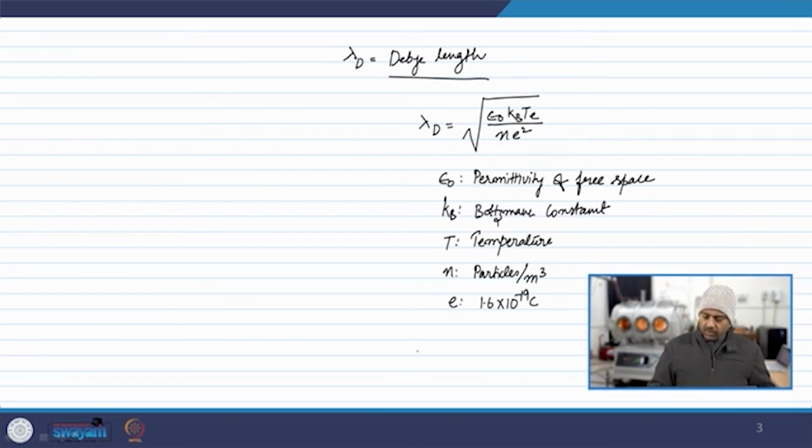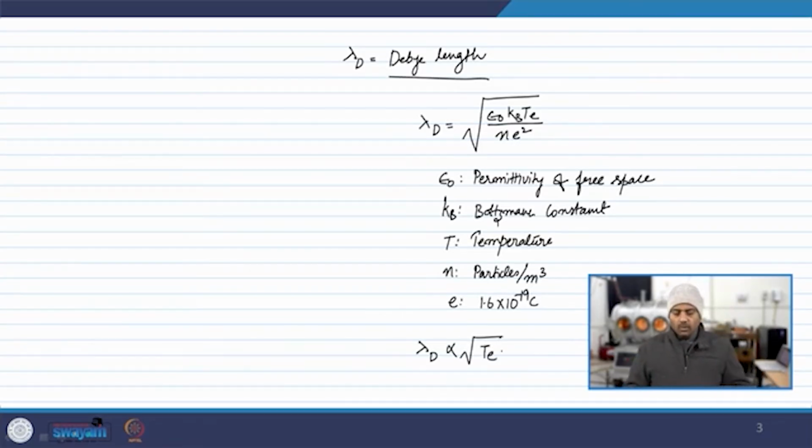So, from this expression we can realize that lambda D is proportional to square root of T. What does it mean? It means that as the temperature is increased, lambda D will increase, isn't it? If the plasma is maintained at larger temperatures, then the Debye length would be larger. That means the visibility of the positive charge can be felt to larger distances. How do you explain that?